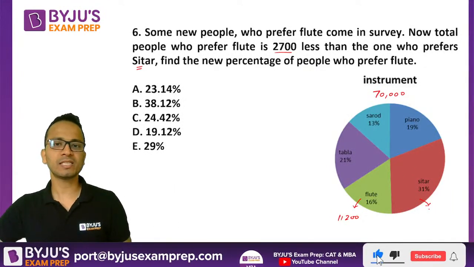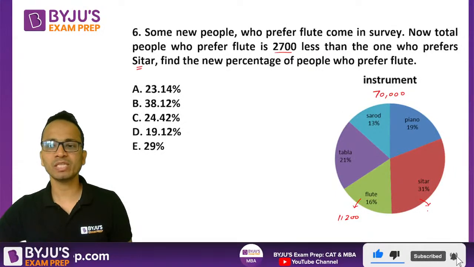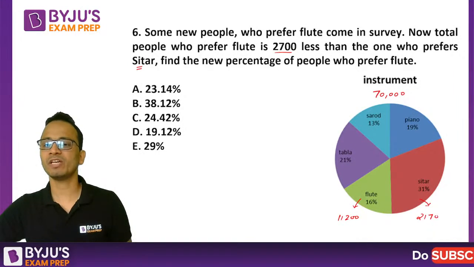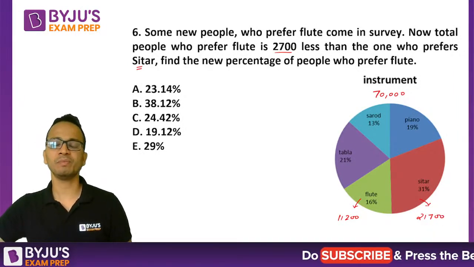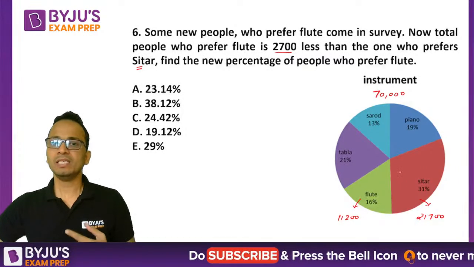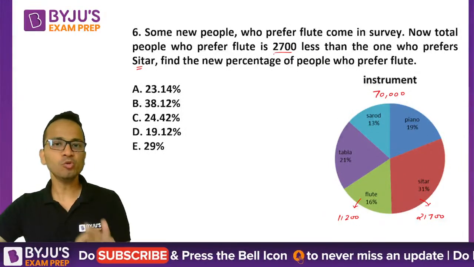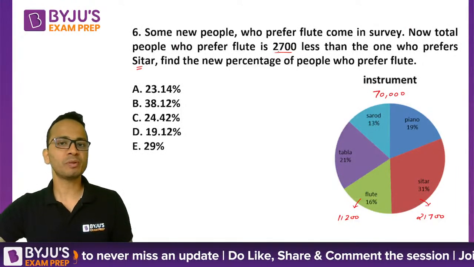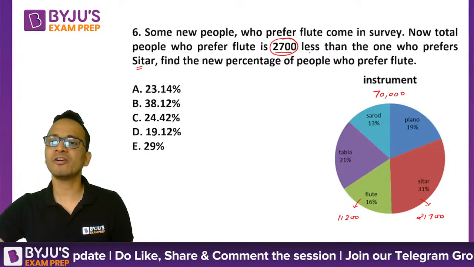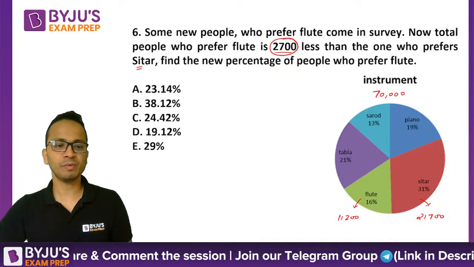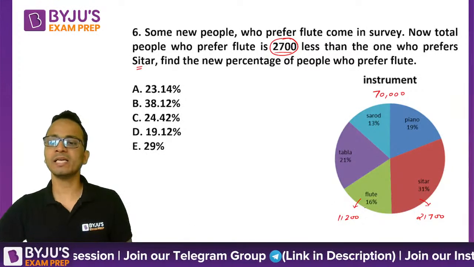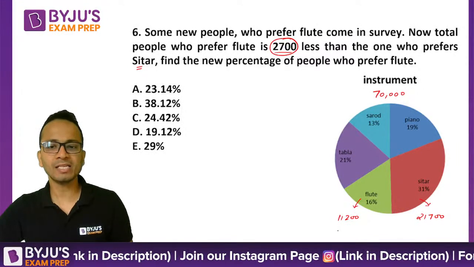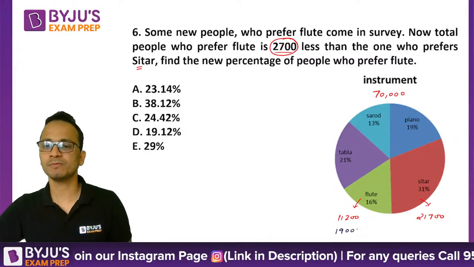Now for sitar it is 31%. So 30% will be 21,000, 1% will be 700. So 21,700 is the original number of people who like sitar. Now, after the addition of new people who prefer flute, the total number of people who prefer flute became 2,700 less than the number of people who prefer sitar. So sitar has 21,700, subtract 2,700 from this, and what remains is 19,000.